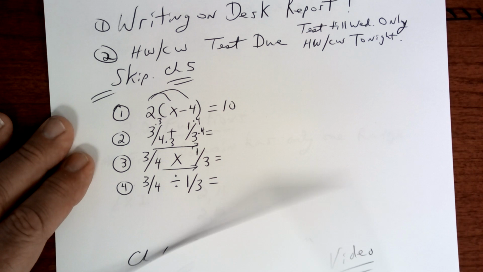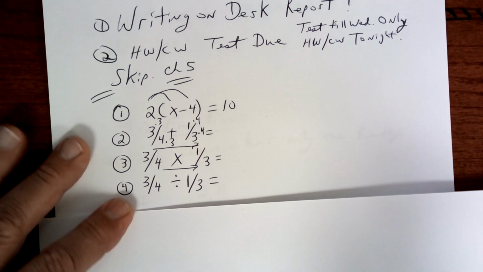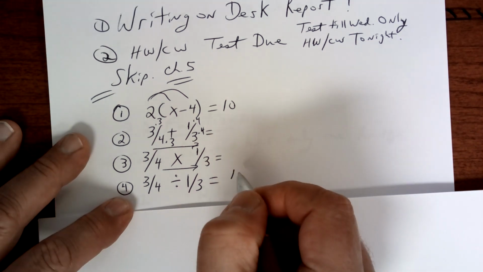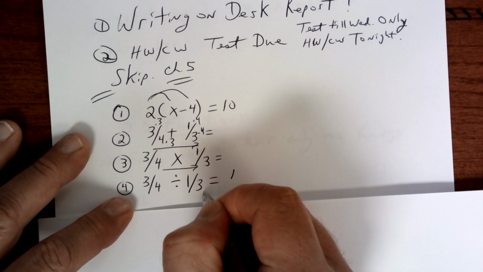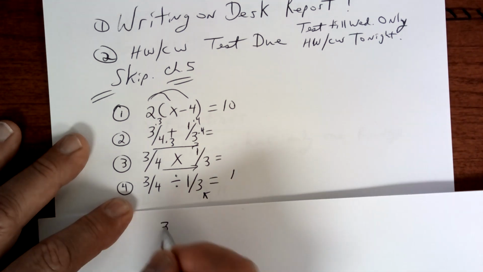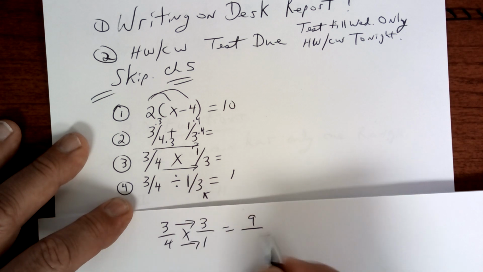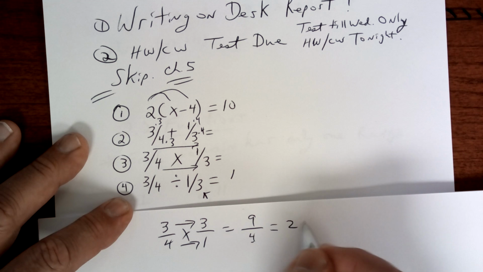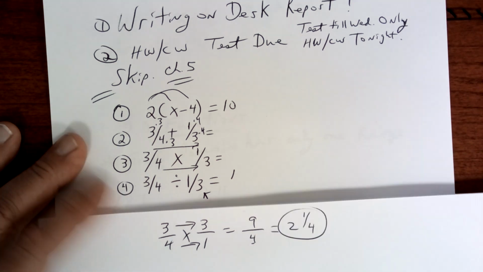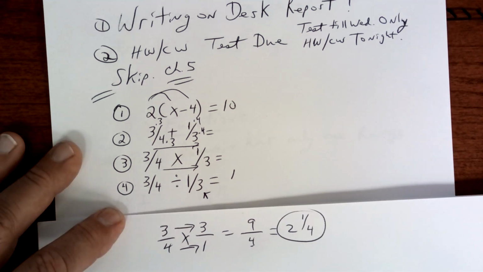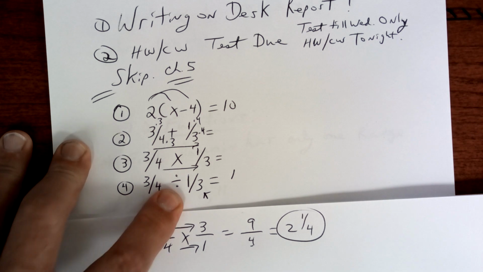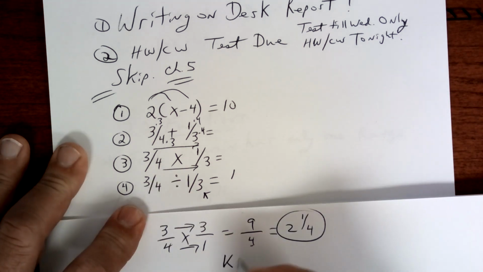This one right here, you're going to go ahead and flip this fraction right here and then multiply. So it's 3 over 4 times 3 over 1. So 3 times 3 is 9 over 4. 4 goes into 9 twice with 1 left over. Make sure you can do that, okay? Keep, change, flip. Keep, change, flip.